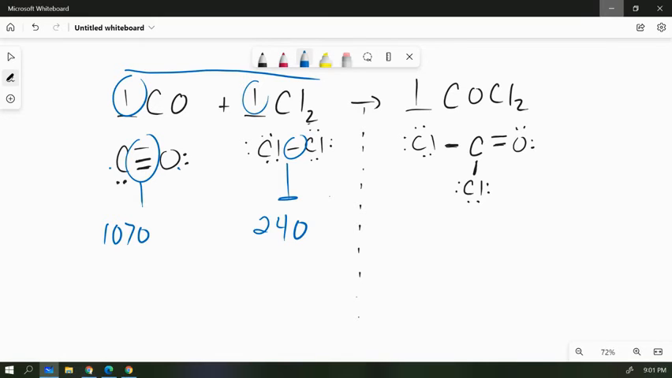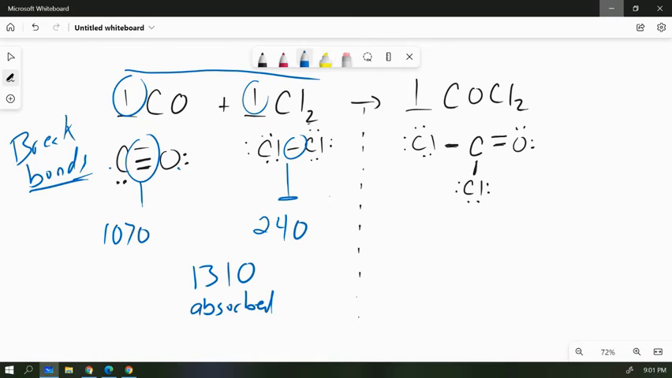All right. If we add that up, 1070 and 240, what does that give us? 1310, if I'm doing my mental math right, which sometimes I mess up. 40 and 70, yes, I think that's right. This is how much energy is absorbed from the surrounding environment to break the bonds over here. Remember, this is breaking bonds. Okay, that's important. That's an endothermic, or energy absorbing, process.